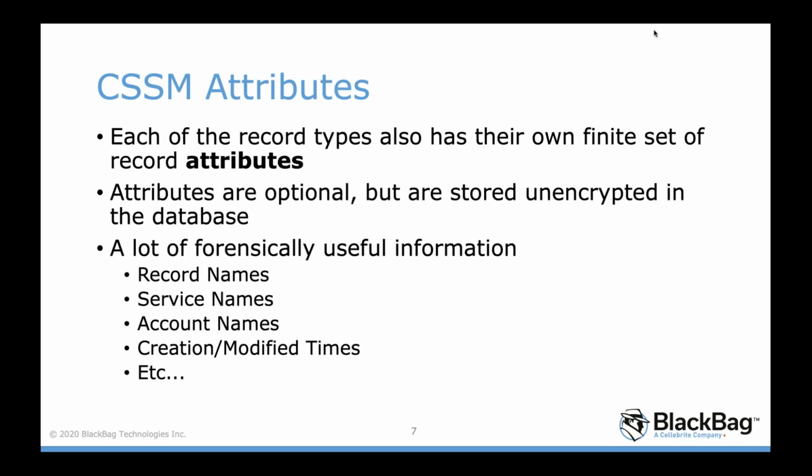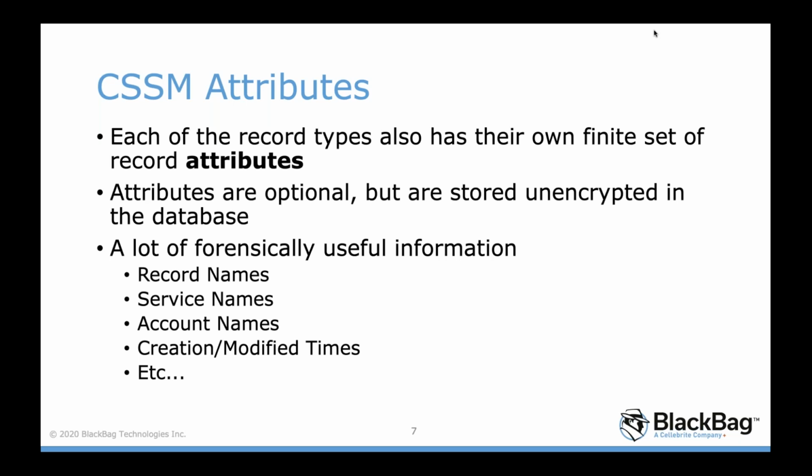So while you can query this database by saying, can I have all of the general passwords, you're going to get a number of records returned, and each of these records has a finite set of associated attributes. Now these attributes are optional, so not every record will have every one of the possible attributes filled in.